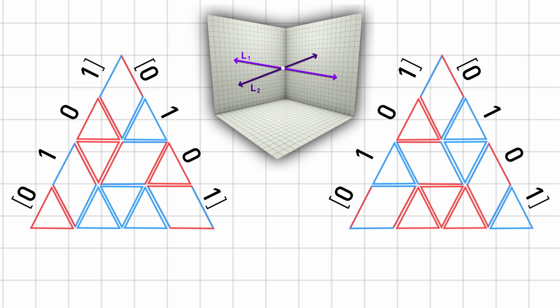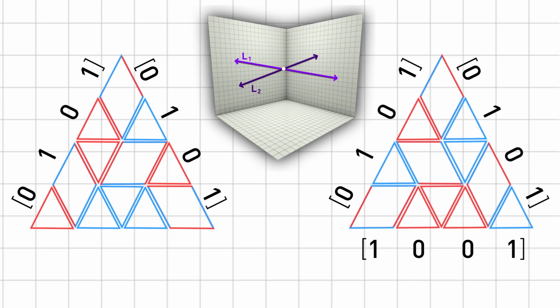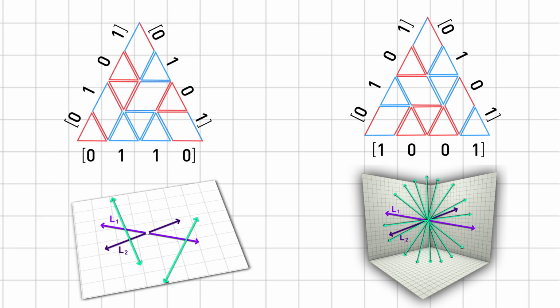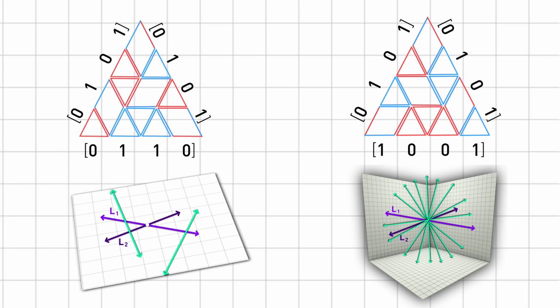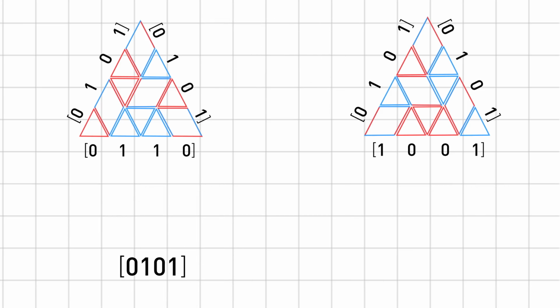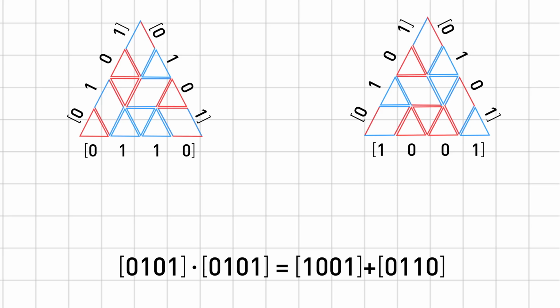The bottom of the puzzle is either 1, 0, 0, 1, all the lines through a particular point, or 0, 1, 1, 0, the lines contained in a plane. This corresponds precisely to our geometric picture. This puzzle, invented by mathematicians Allen Knutson and Terence Tao, is computing the result of imposing multiple conditions. We can write this algebraically. 0, 1, 0, 1 times 0, 1, 0, 1 is equal to 1, 0, 0, 1 plus 0, 1, 1, 0, where essentially multiplication means and addition means or.